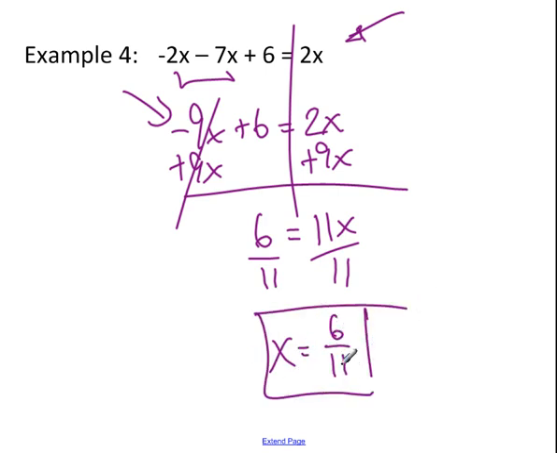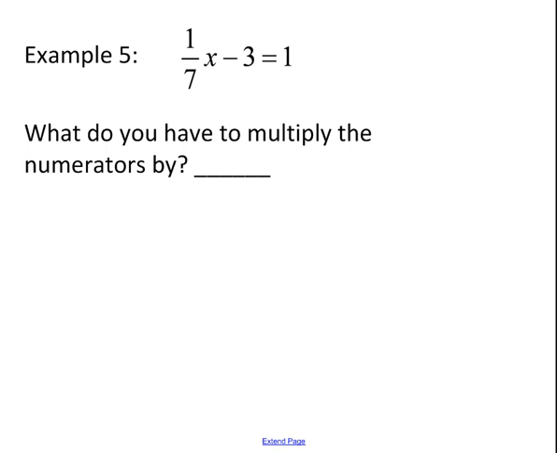Now, most of the time in your life, when you're solving something and you get a weird fraction like that, you assume you did something wrong. That is not always going to be the case in here because numbers are going to be fractions from time to time.